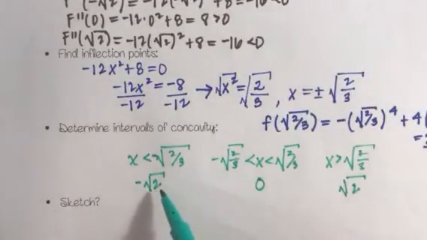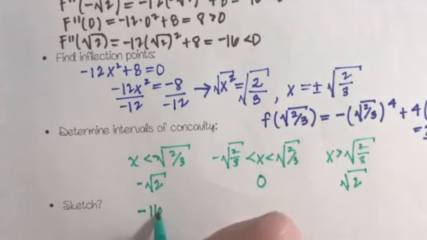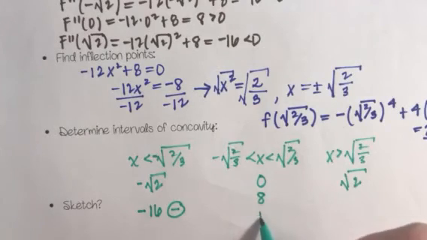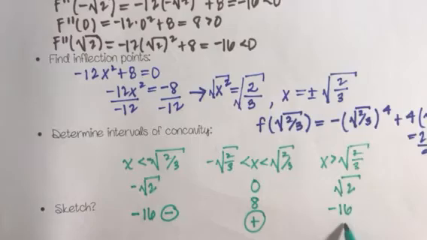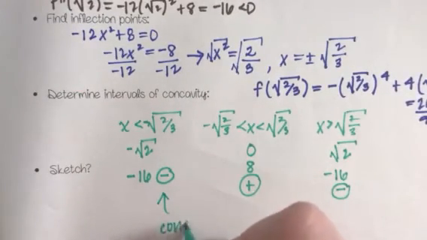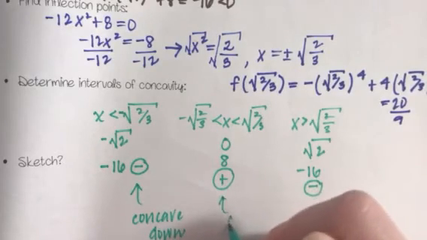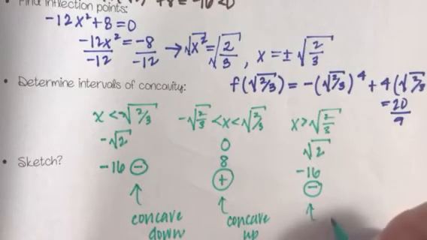So what that means is when I plugged this into my expression up here, I got out negative 16, which is negative. When I plugged in 0, I got out 8, which is positive. When I plugged in root 2, I got out negative 16, which is negative. So that negative means I'm concave down over that interval. And then in between negative root 2/3 and positive root 2/3, I am concave up. And then greater than root 2/3, I am concave down.